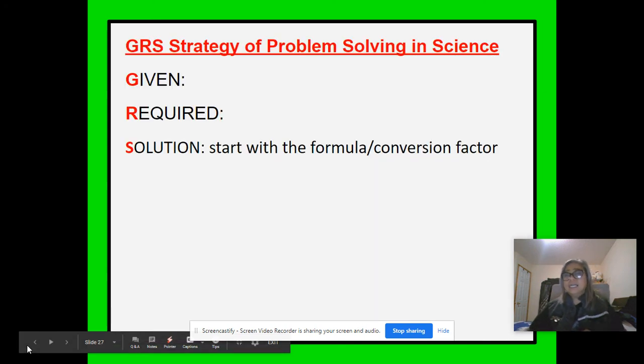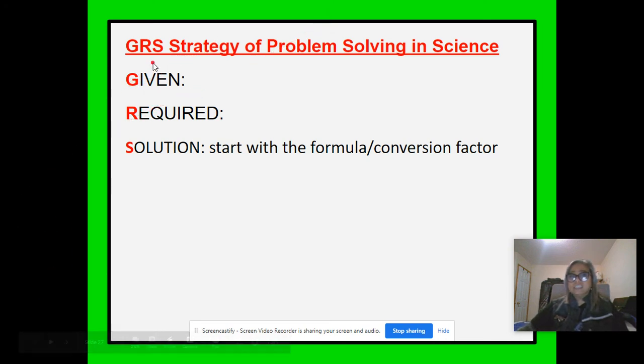Now, in science, it might be different from math. We have what we call the GRS strategy of problem solving in science. So we write down what is given, what you can read from the problem. Required is what is being asked, and S stands for solution. Commonly we start with a formula, or if there is a conversion factor, we can just write it down. So it's not giving me the final answer right away. It's just like dealing with the scientific process.